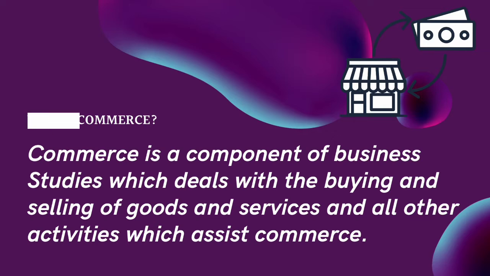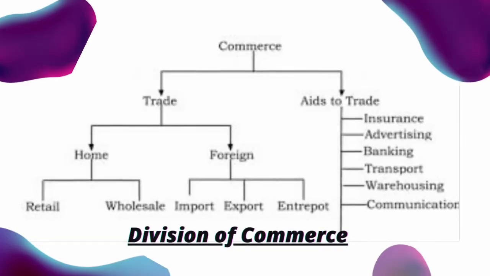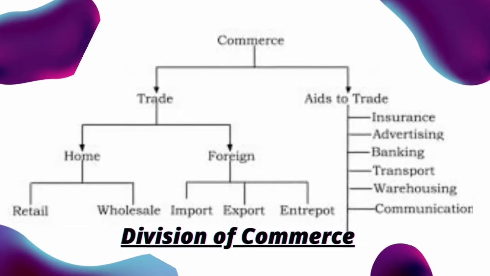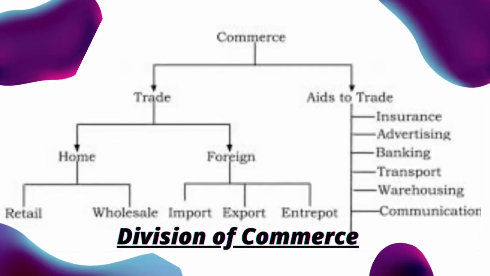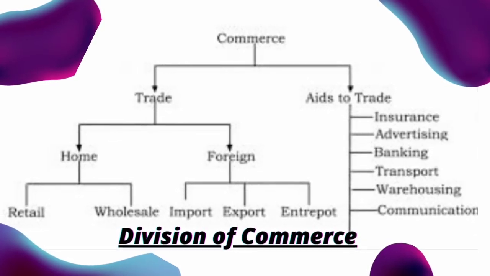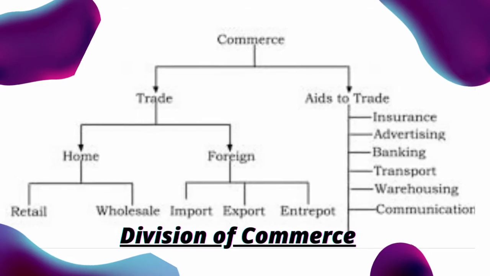Now there are divisions of commerce. Commerce is divided into two: one is trade, and the second one is aids to trade. These are the divisions of commerce, and under trade we have the home trade and the foreign trade.